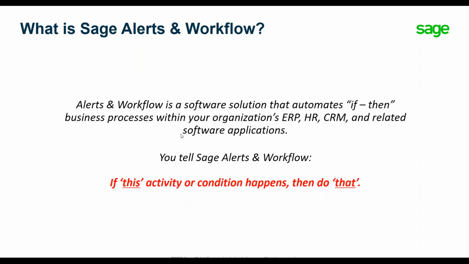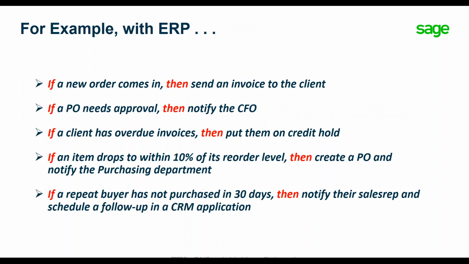So what is Sage Alerts and Workflow? It's a software solution that automates the if-then business process of your organization. And I know we're talking about Sage 100 today, but it also works for Sage HRMS, Sage CRM, Sage other products that you have, along with a series of ecosystem products. So any of the endorsed solutions or white labeled solutions that wrap themselves around the Sage solution, it works with at the same time so that you get a holistic view of all your data and you're not dealing with silos of data. So for an example, with an ERP, if a new order comes in, then send an invoice to a client, because that's the next logical step.